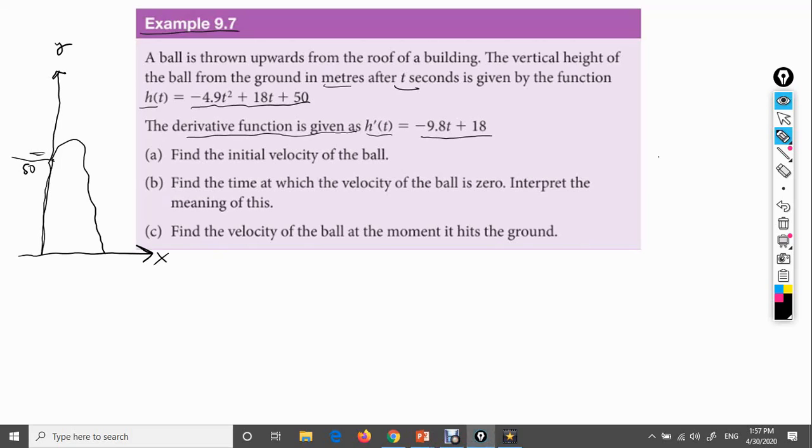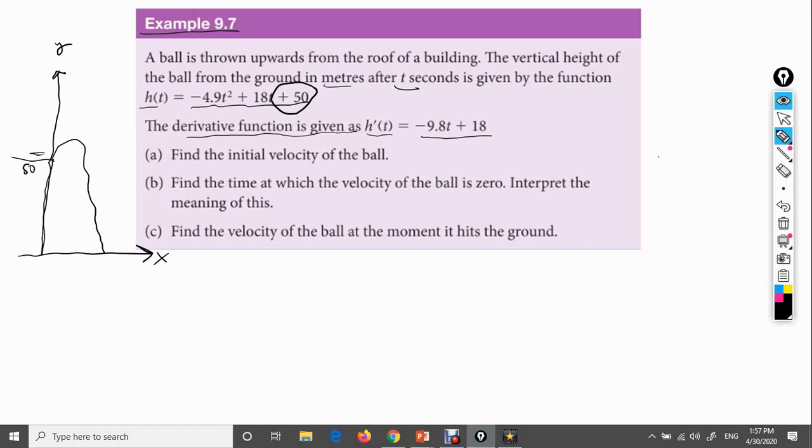How do I know? Well, because of this number here at the end of the function. At time 0, it's 50. Therefore, that has to be the y-intercept. So the ball is thrown from a height of 50 meters. It goes up, and then because of gravity, it falls back down to the ground.